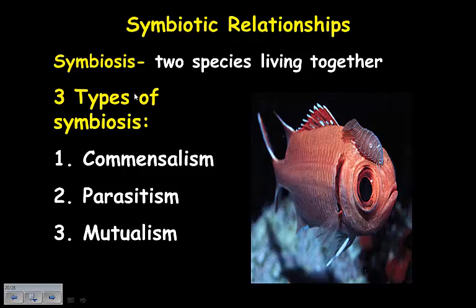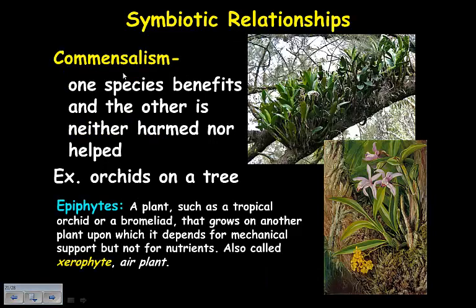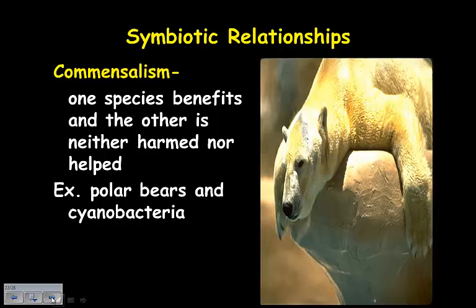All right, symbiotic relationships. Sym means together, bio means living. These are two species living together. All right, so you have a commensalistic relationship, parasitic, and mutualistic. Commensalism, you have one species that benefits, the other is neither harmed nor helped. There's no effect on it. We're going to look at some examples of these in more detail in class.